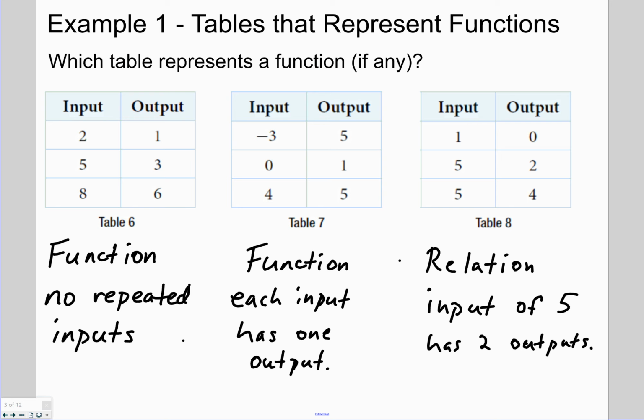Any questions on using a table to determine if it's a function or not? Great, let's keep going.